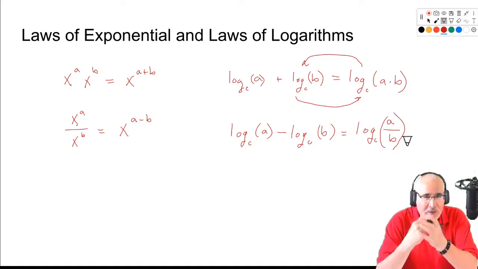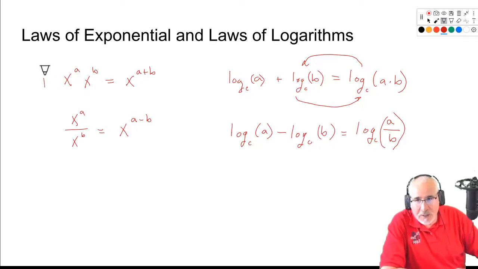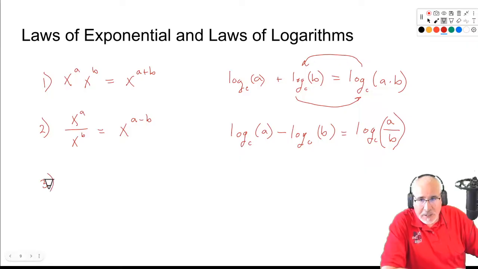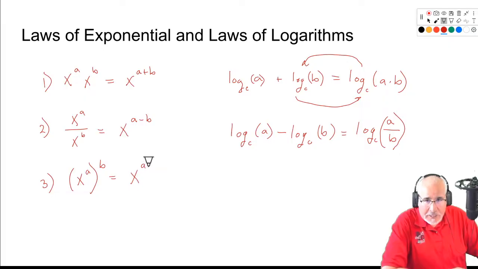These are the three main ones we're going to use. Three, I've got two, right? Here's one, here's two. The third one is if you had x to the a power raised to the b power, this becomes x to the a times b power.